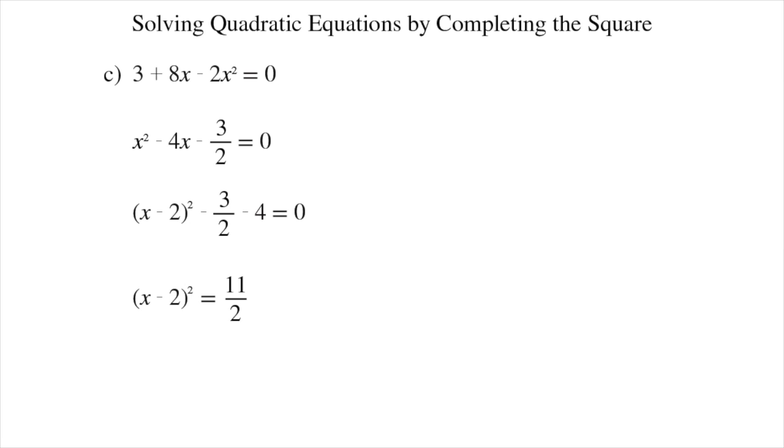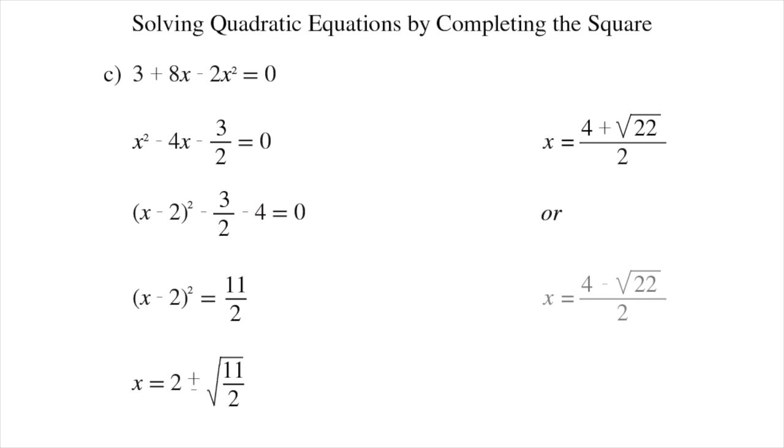And so, x is equal to 2 plus or minus the square root of 11 over 2, which, if we want for neatness, we can rewrite as x is 4 plus the square root of 22 over 2, or x is 4 minus the square root of 22 over 2.